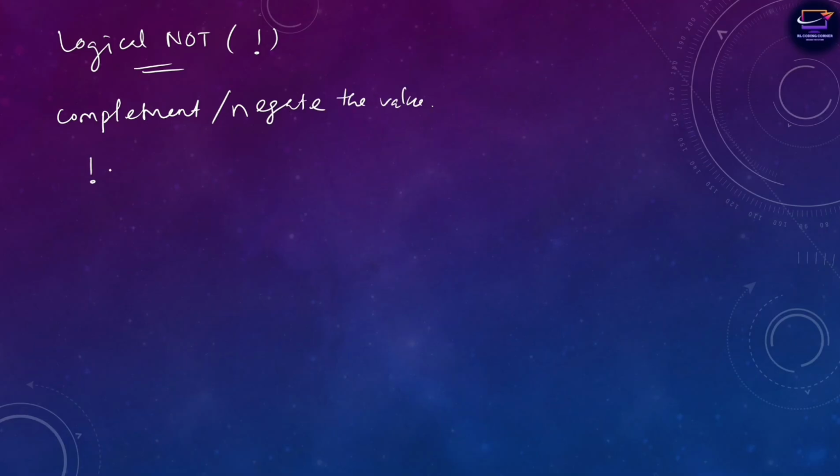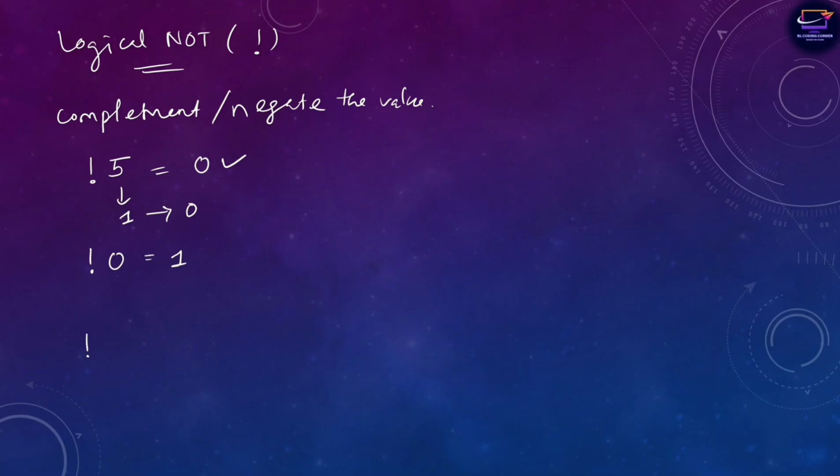Like if I write logical NOT 5. See, 5 is considered as what? 1, right? Then it will give its complement, which is 0. So the output will be 0. If I take logical NOT 0, then the output will be 1. So if the expression is true, then the negation of that expression will be 0. If the expression is false, then the negation of that expression will be 1, right?